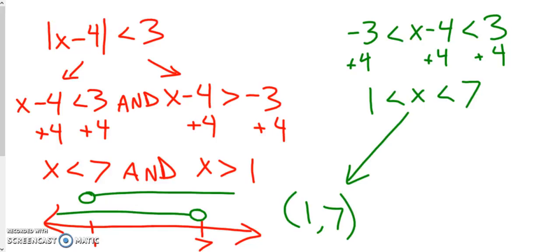But again, you can only make that compound inequality if there's a less than. If there's a greater than, you have to do it separate with an or. Understood? Very well, let's continue.